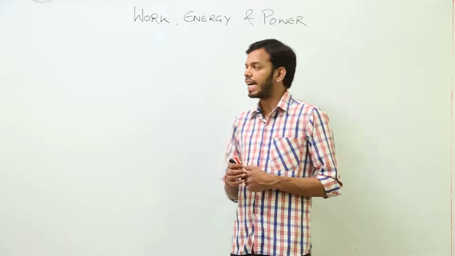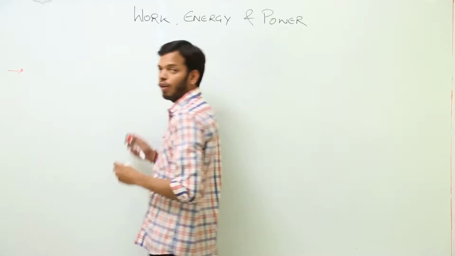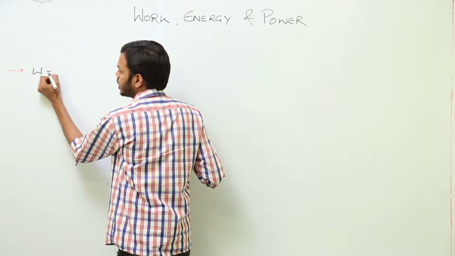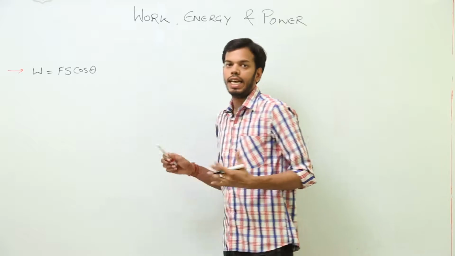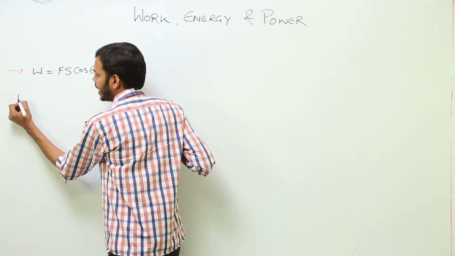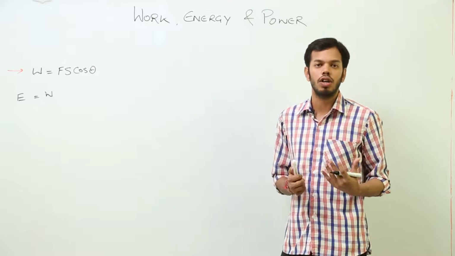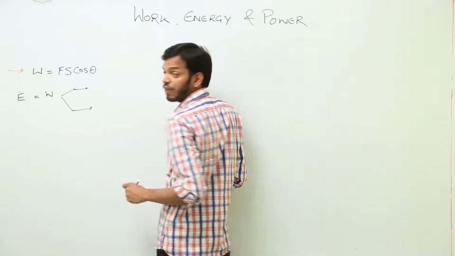Hello students, last class we discussed the various formulations for work done. First of all, we studied work done, for which the derived formula was F s cos theta. Then we discussed that work done is equivalent to energy. So energy and work done are the same, which is why their SI units are also similar.